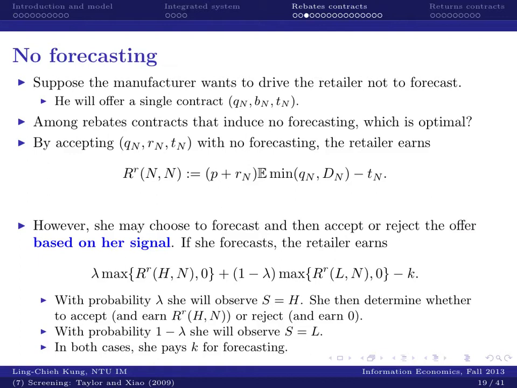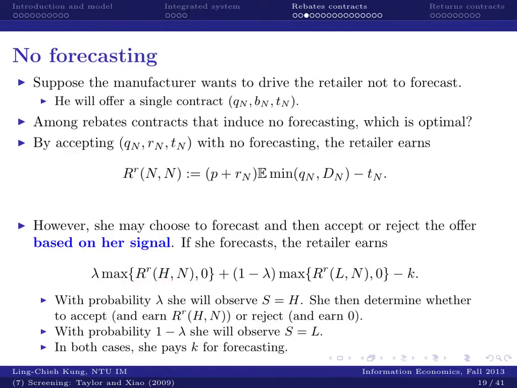So the manufacturer wants to induce the retailer to do no forecasting, but the retailer will make that decision by herself. So she would ask, if she forecasts, what's going to happen? The retailer is going to earn this. So what's this? With probability lambda, the retailer is going to observe signal H. In that case, her type becomes H. In particular, the random variable becomes D_H, and she will ask herself whether to accept the given contract. So that's one possibility.